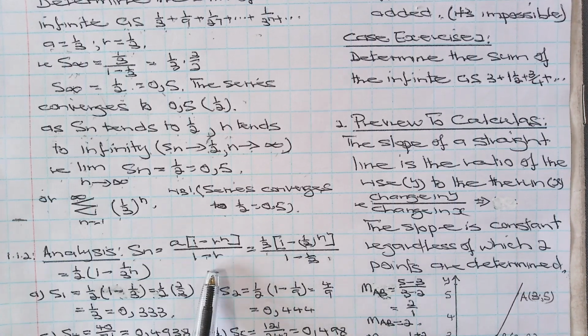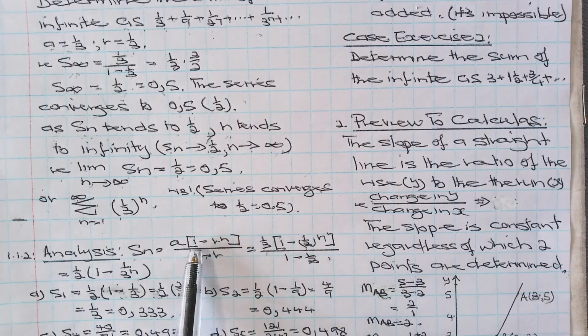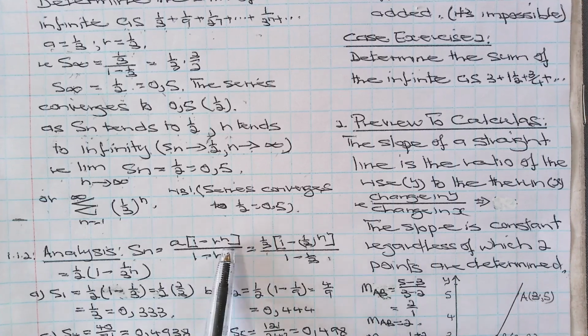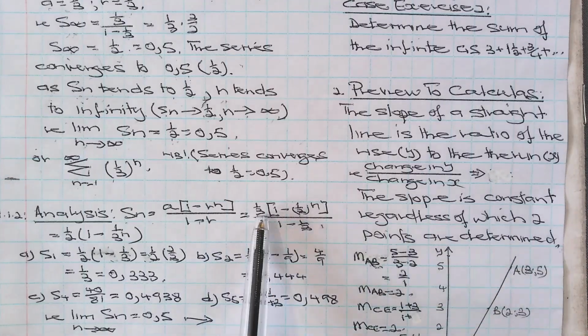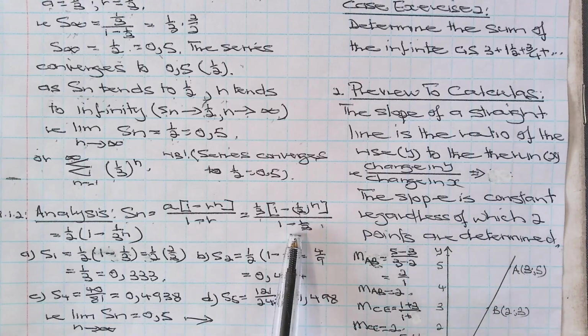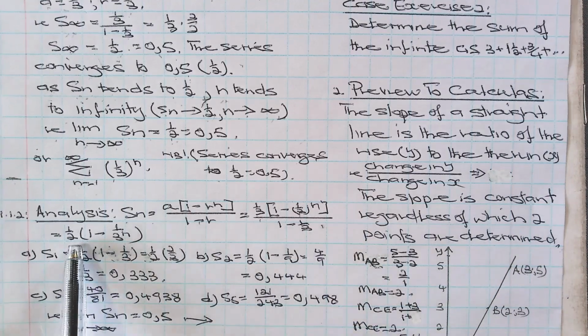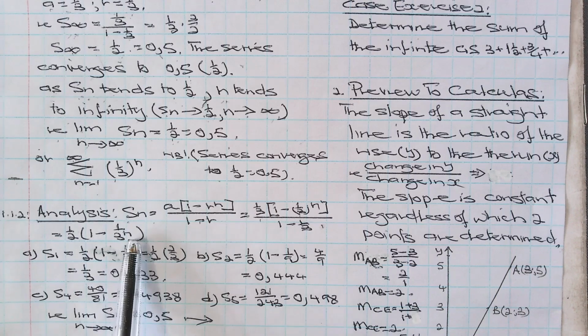Let's analyze the general equation of a geometric series if the ratio is a fraction, meaning r less than 1, r greater than -1. This is how it works. We have a all into 1 minus r raised to the power n all over r minus 1. Our a in this case is 1 over 3 minus our r, which is 1 over 3 raised to the power n, all over this. We get half all into 1 minus 1 over 3 raised to the power n.